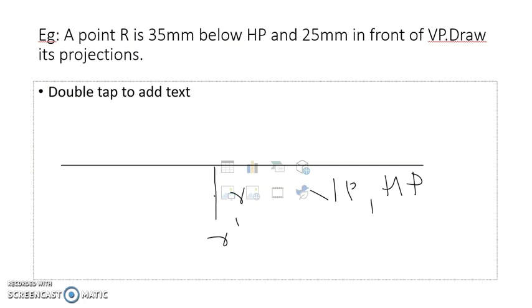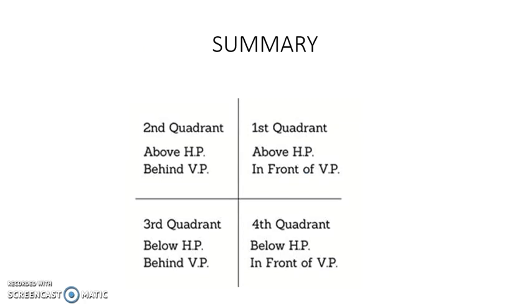And lastly, I will give the summary of all these quadrants. That is, when the point is in first quadrant, it is above HP and in front of VP. When the point is in second quadrant, it is above HP and behind VP. When the point is in third quadrant, it is below HP and behind VP. When the point is in fourth quadrant, it is below HP and in front of VP. So this is the complete summary of projection of point. This is the basic requirement of projection of point. If you know the conditions of point in different conditions, then you will be able to draw projection of line, because projection of line is based on projection of point.